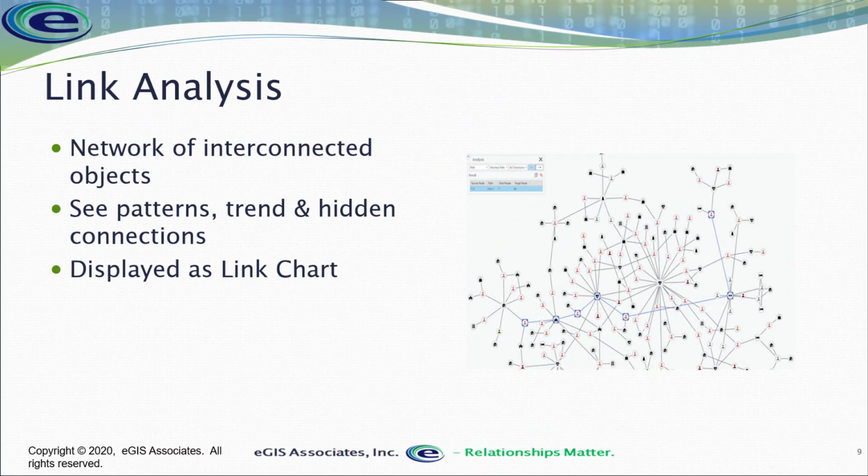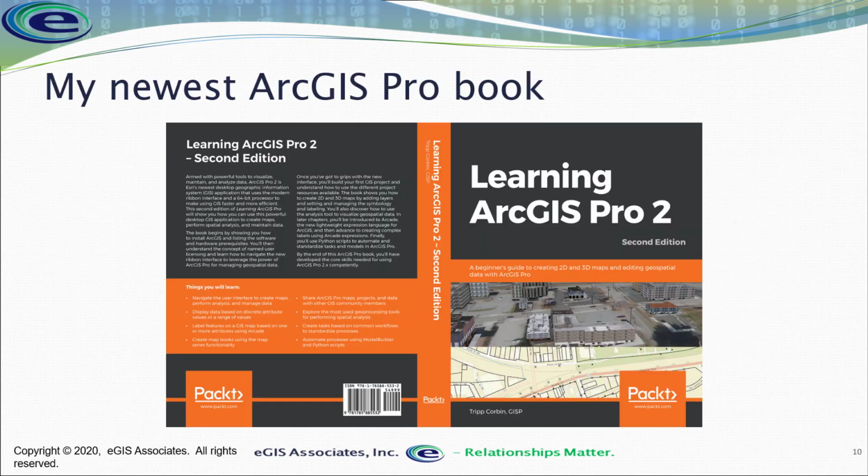So again, I mentioned link analysis. This is something new in 2.6. It allows you to generate a network of interconnected objects so you can see patterns, trends, find hidden connections. And it gets displayed as this link chart, which you see here, which is kind of cool. Again, didn't have data to set one of these up, but notice it is possible. So I hope you've seen some neat things with the new version of ArcGIS Pro that is coming out very, very soon.